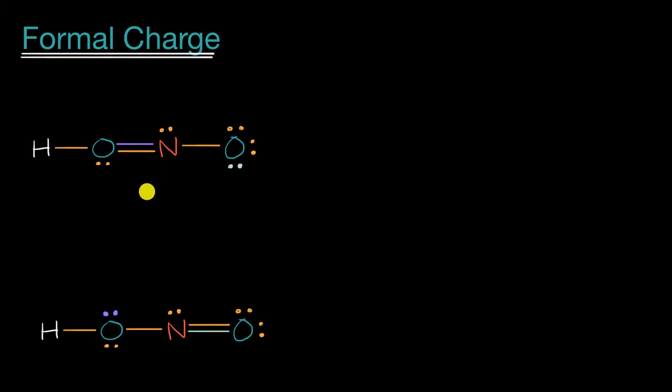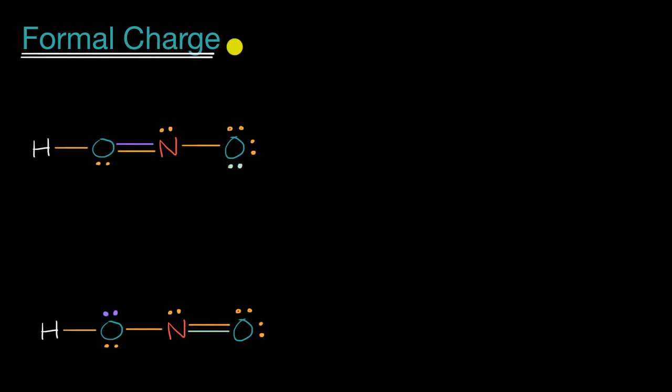So before going too deep into that, let's just give ourselves a definition for formal charge. And then as practice, we're going to calculate the formal charge on the various atoms in each of these resonance structures for nitrous acid. These are both legitimate Lewis diagrams. They're both legitimate resonance structures for nitrous acid. But we'll think about which one contributes more to the resonance hybrid based on formal charge.